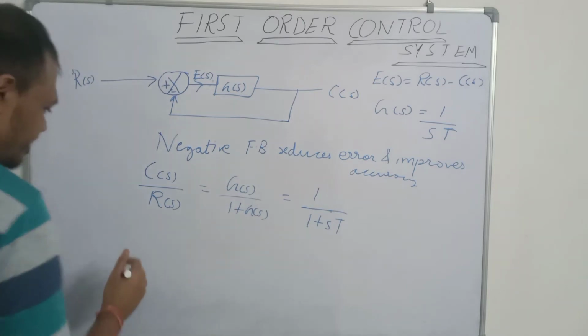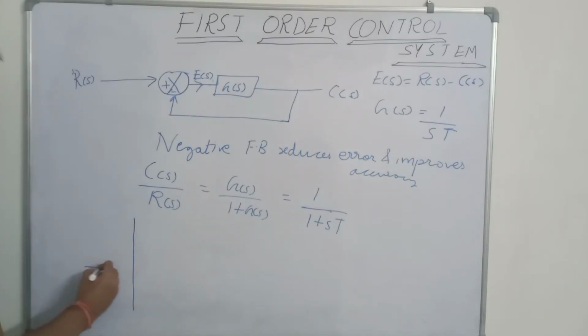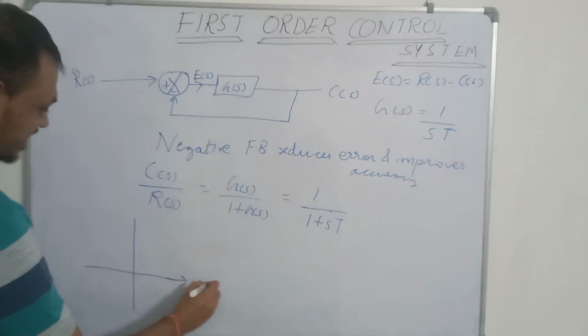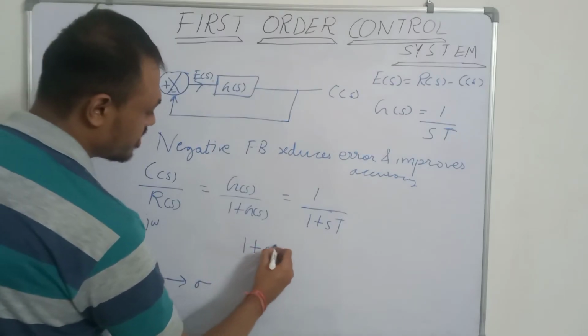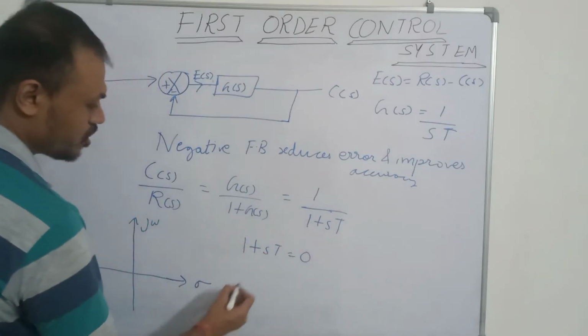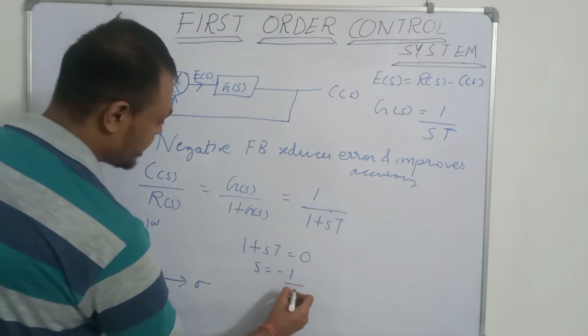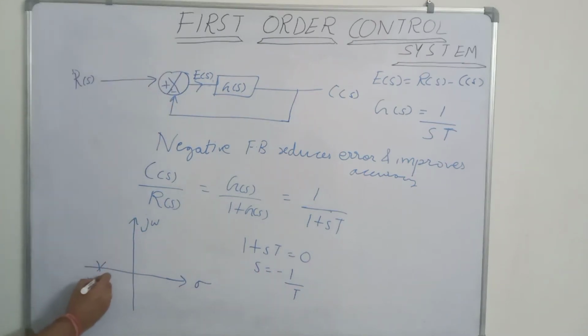If we want to draw the S plane, then this is sigma, this is j omega, and the location of the pole is found by equating the denominator 1 plus ST equal to 0. So S is equal to minus 1 upon T. So the pole is located at minus 1 upon T. The value of S is purely real.